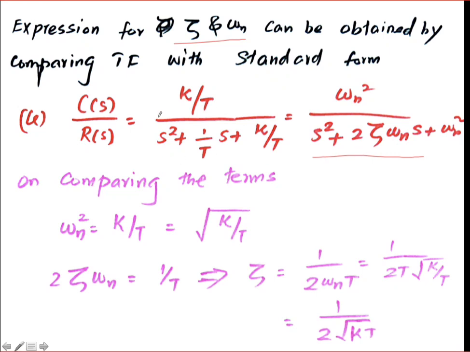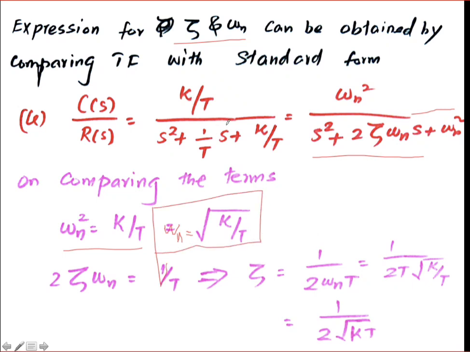So this equation, that is (k/T) divided by s square plus (1/T)s plus k/T, is compared with the standard equation: omega n square divided by s square plus 2 zeta omega n s plus omega n square. When you compare these two, we get omega n square is equal to k by T. Removing the square, you will get omega n is equal to square root of k by T.